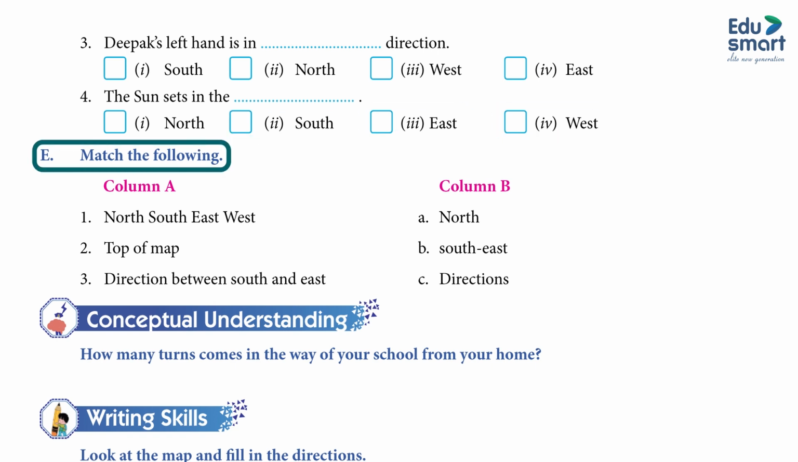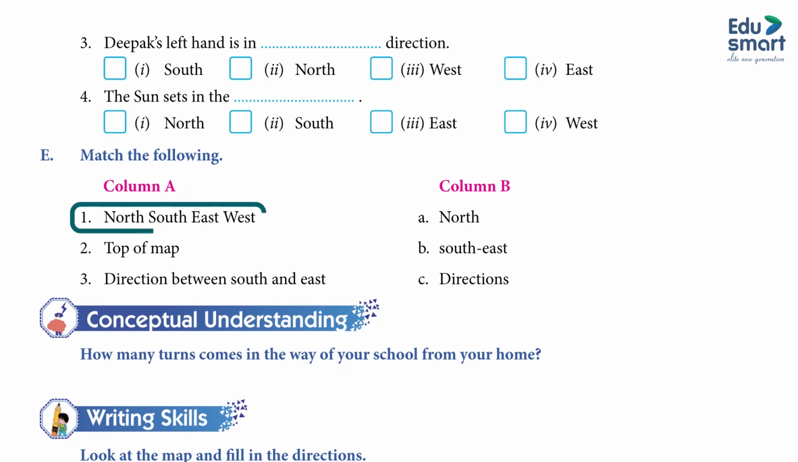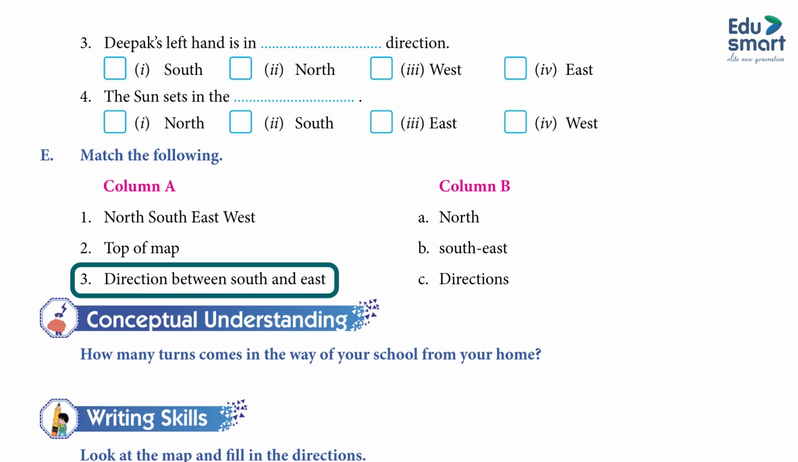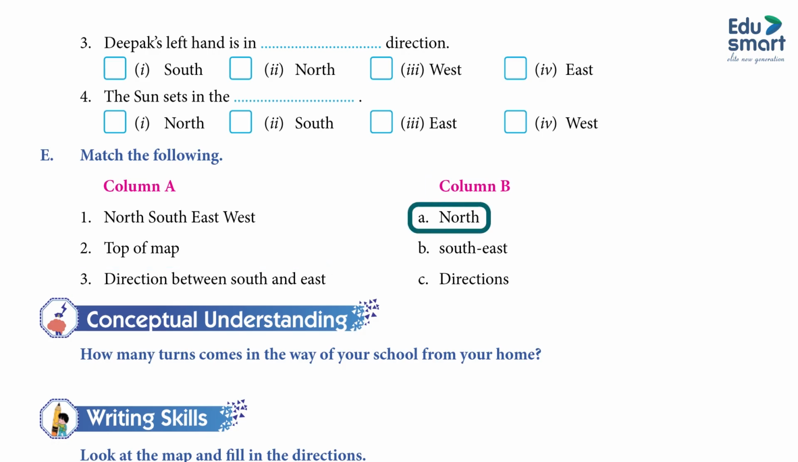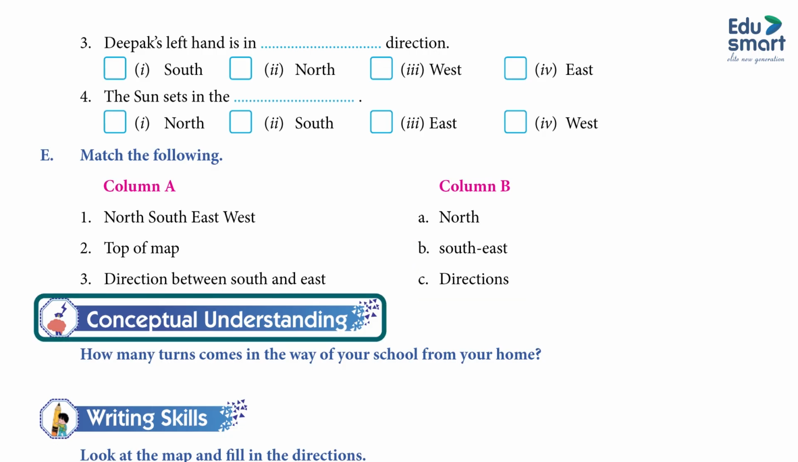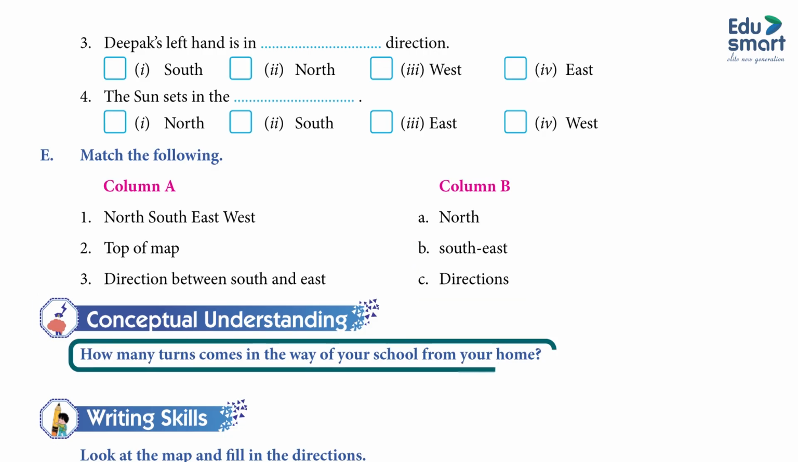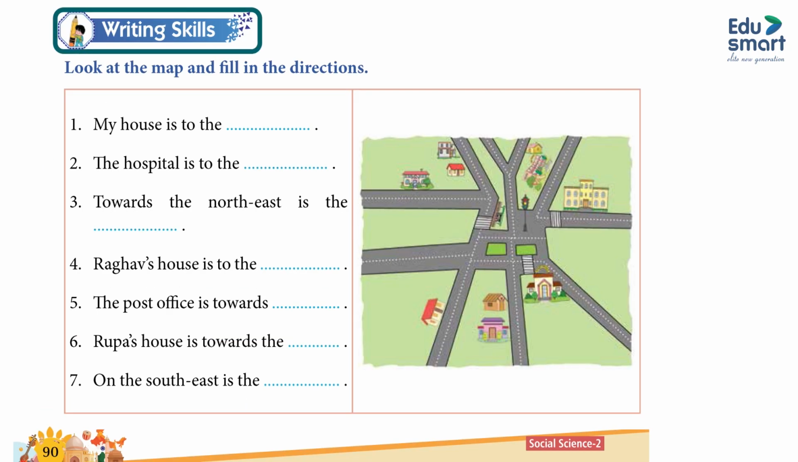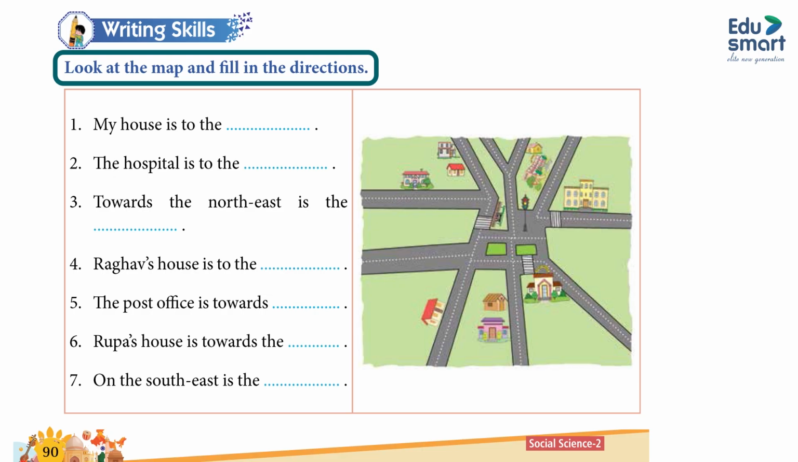E. Match the column. Column A. 1. North, south, east, west. 2. Top of map. 3. Direction between south and east. Column B. A. North, B. Southeast, C. Directions. Conceptual understanding. How many turns come on the way to your school from your home? Writing skill. Look at the map and fill in the direction.